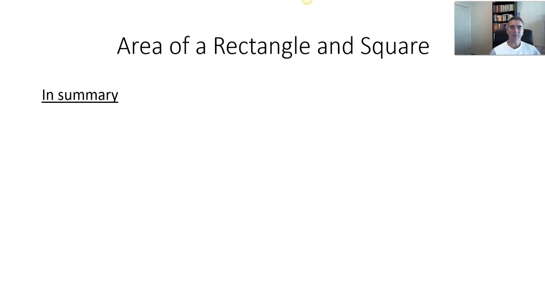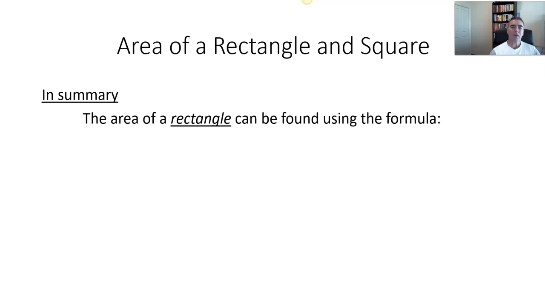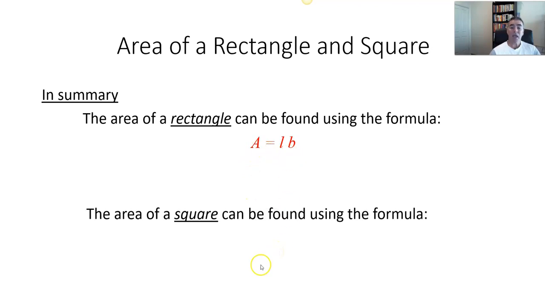Okay, so in summary, the area of a rectangle can be found using this formula. Area equals length times breadth. And the area of a square can be found using area equals side squared. But remember, if you don't want to try and remember a separate formula, you can just remember the area of a rectangle, and you can use that for the area of the square where the length and the breadth are the same.